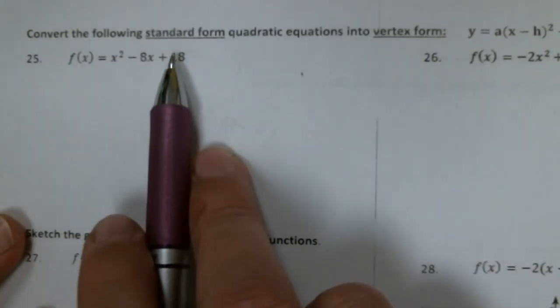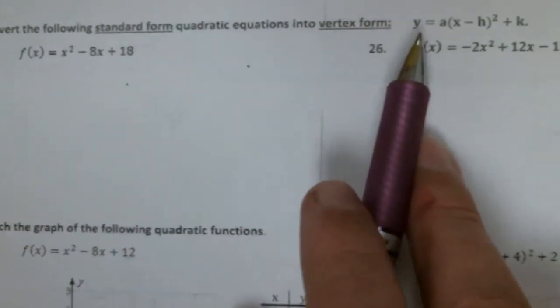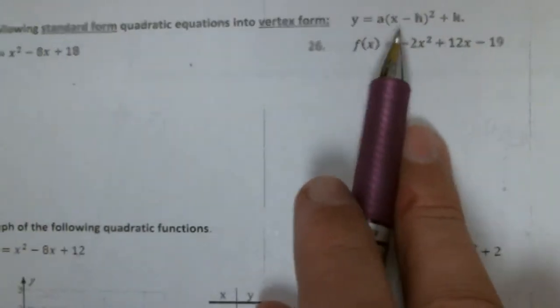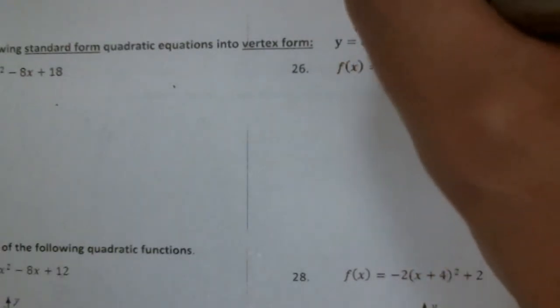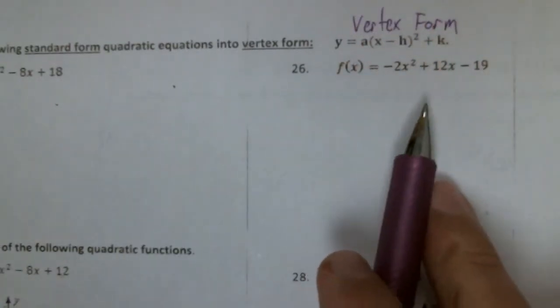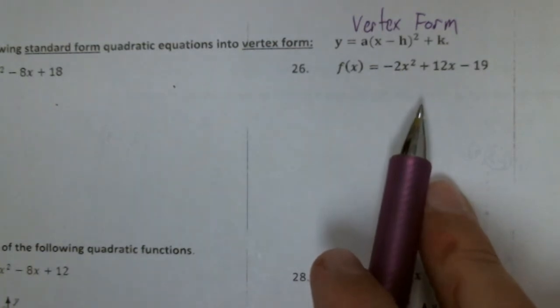How do we complete the square to go from standard form into vertex form? I want to go from this form, the A's, the B's, and the C's, and I want to go into this form. This is vertex form here. Now we're going to complete the square to do this, but this is completely different than what I did on this page over here.